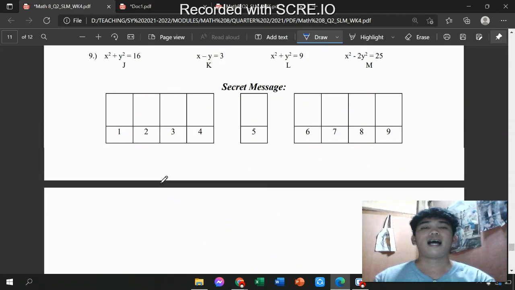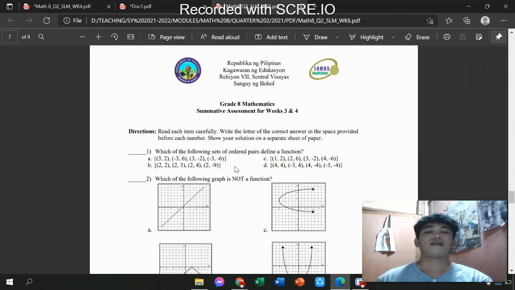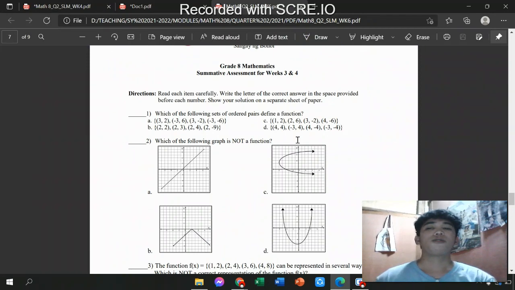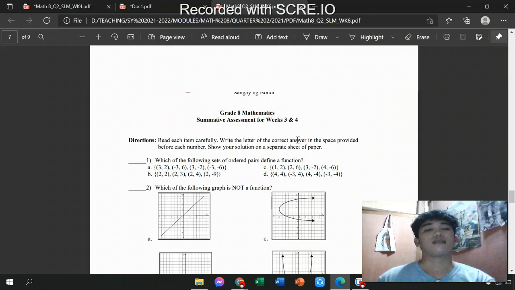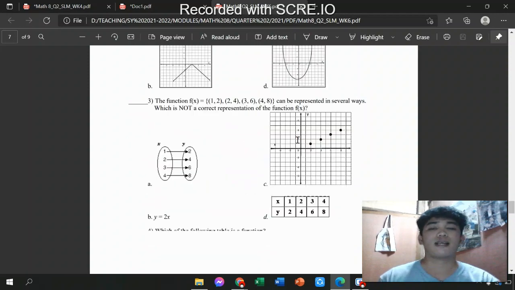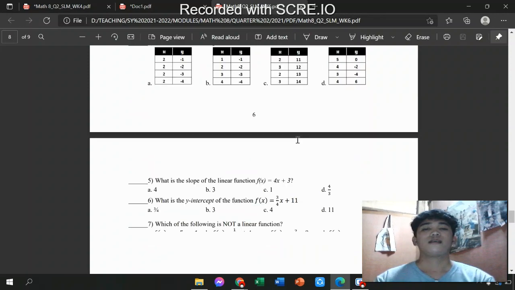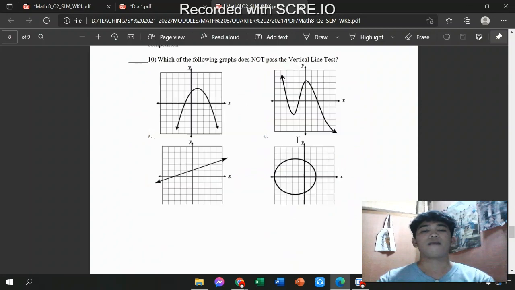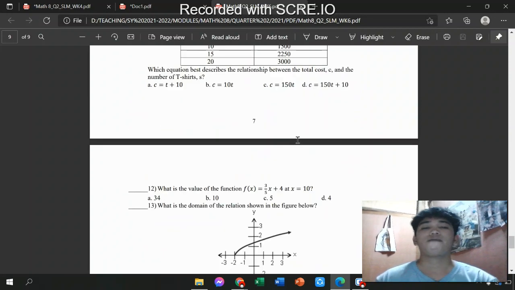And you also have your summative assessment for weeks 3 and 4. So you review Module 3 and Module 4 so that you can answer this summative assessment. This is recorded and graded. So you have to answer them carefully. And if you have questions, don't hesitate to message me, contact me, and ask me questions, and I will help you willingly.